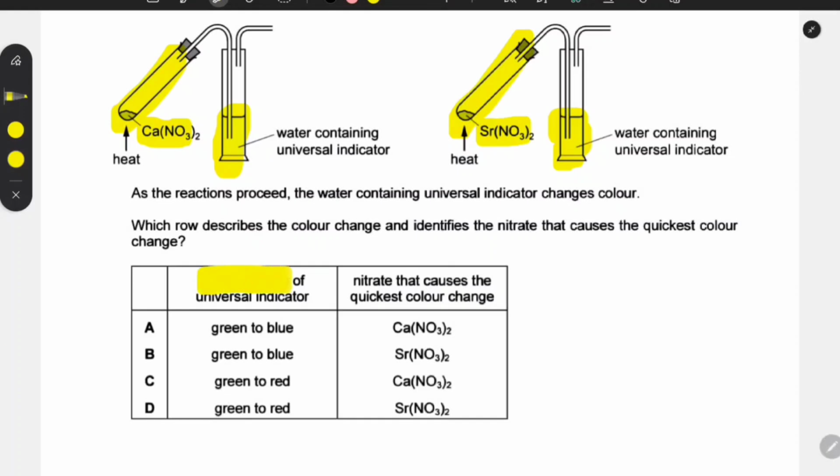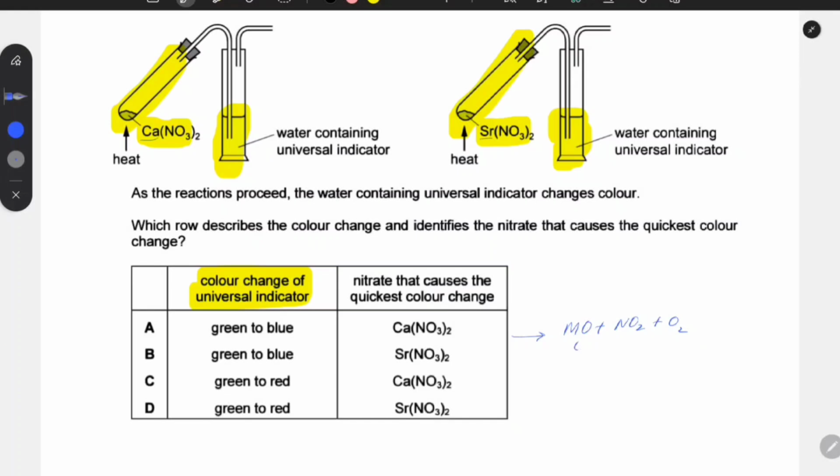So the first column shows what would be the color change of the universal indicator. Now we know that these two, calcium and strontium, both belong to group 2. So these are group 2 metal nitrates, and we know that when you heat a group 2 metal nitrate, after thermal decomposition, these metal nitrates will produce metal oxide, nitrogen dioxide, and oxygen.